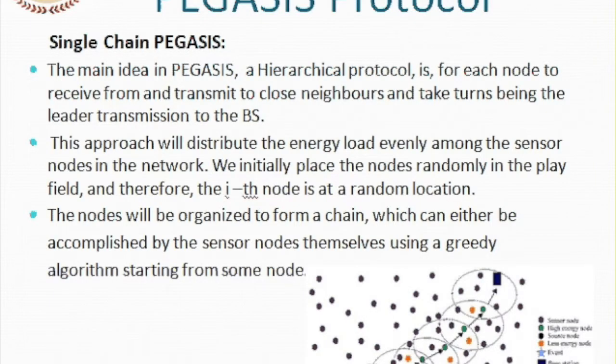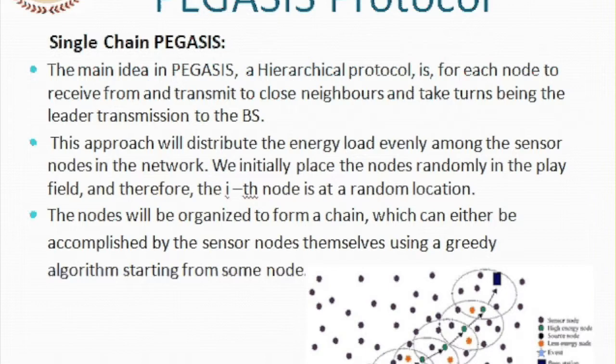Coming to the main part of our project and into the details of the Pegasus protocol. In our project, we have taken the existing protocol as the single chain Pegasus, where throughout the network a single chain construction takes place using the sensor nodes that have been placed in the network. We have used the greedy algorithm for the chain construction throughout the network, which takes into account the distance and the energy consumed by the sensor nodes.